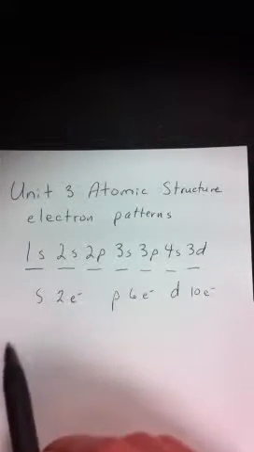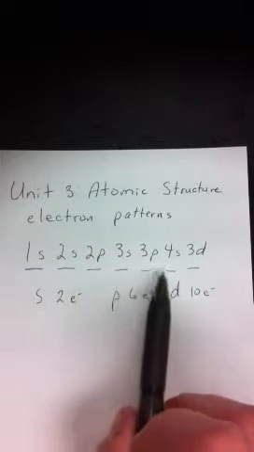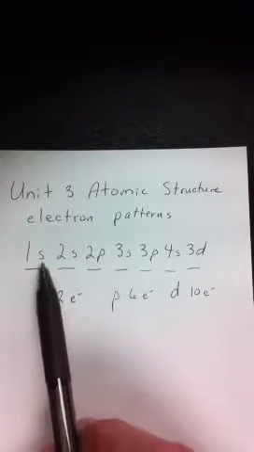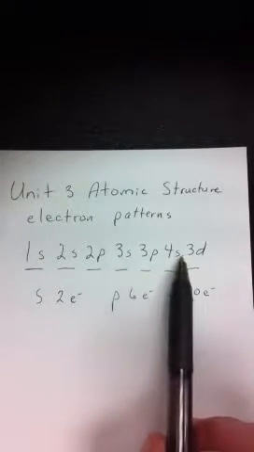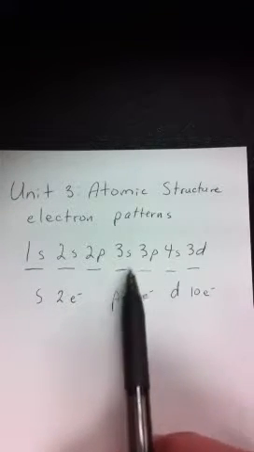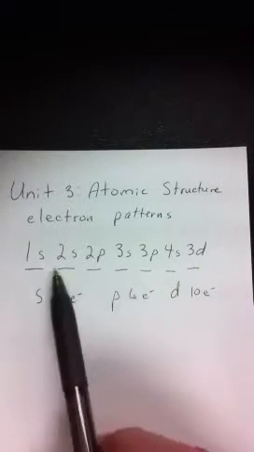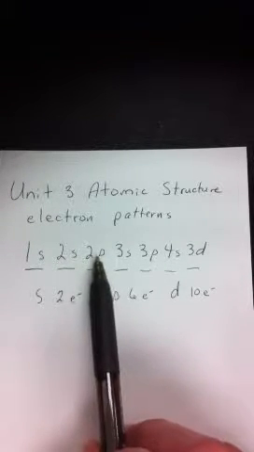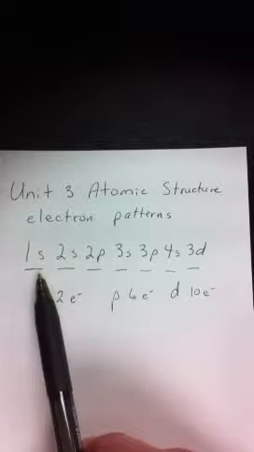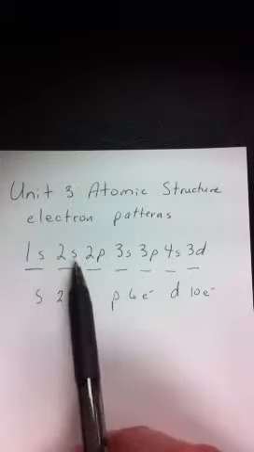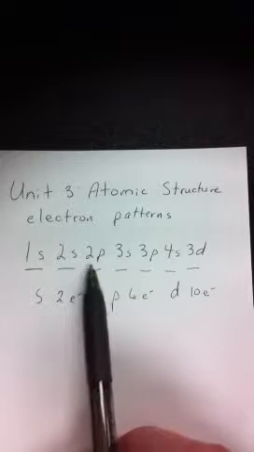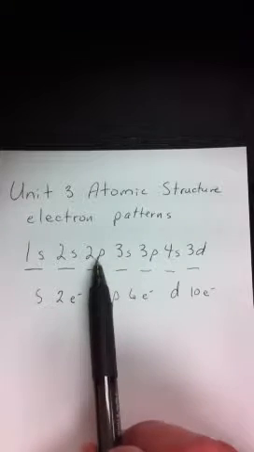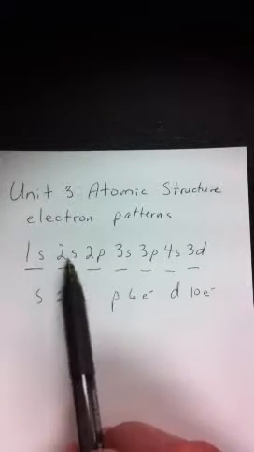Now, when we give you an element to fill out the electron pattern for, you have to know how to fill this out. So you know that the S room can only hold 2 electrons, the P rooms can hold 6, and the D rooms can hold 10. You also have to know that you can't use this room until this room is full. You can't use this room until this room is full. So in other words, you have to fill up each room before you use the next room. You can put 6 in here, but you can't use this until there are 6 in here and these rooms are also full.